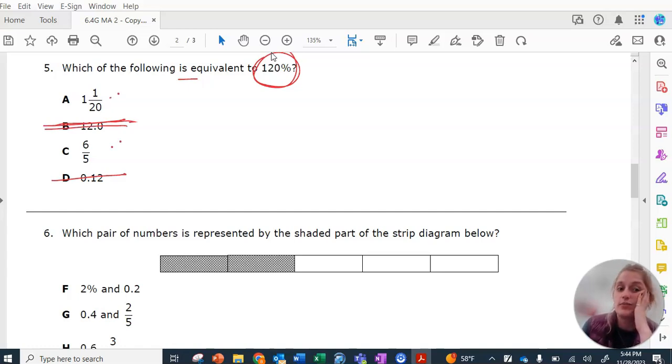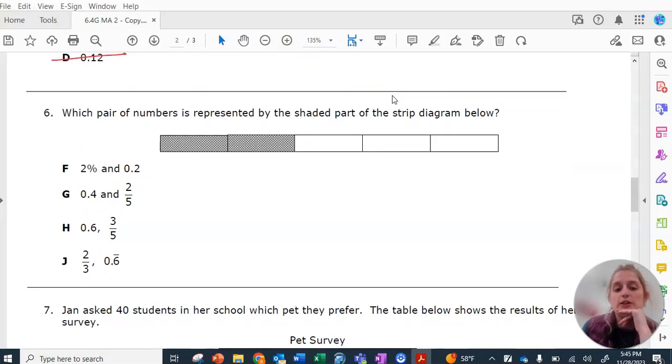I would maybe change them into percentages because you can make that an improper fraction and then scale it to be equivalent out of 100. Or you can make that one out of 100, and whichever one gives you 120 as your numerator, that's your answer.